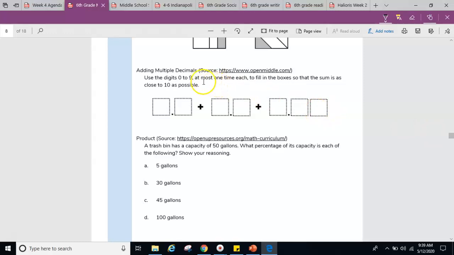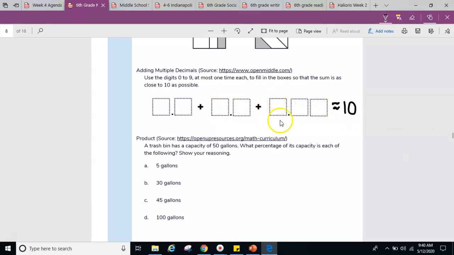Adding multiple decimals. Use the digits 0 to 9, at most one time each, to fill in the boxes so that the sum is as close to 10 as possible. So, we have our decimals here, and we want to use 0, 1, 2, 3, 4, 5, 6, 7, 8, 9 in any of these boxes, but only once, and we want to get it to 10. So this all equals 10, or it is close to 10. So I'm going to go with a wavy line, which means maybe almost 10. Okay? So go ahead and plug and chug those numbers in. See what you can come up with.